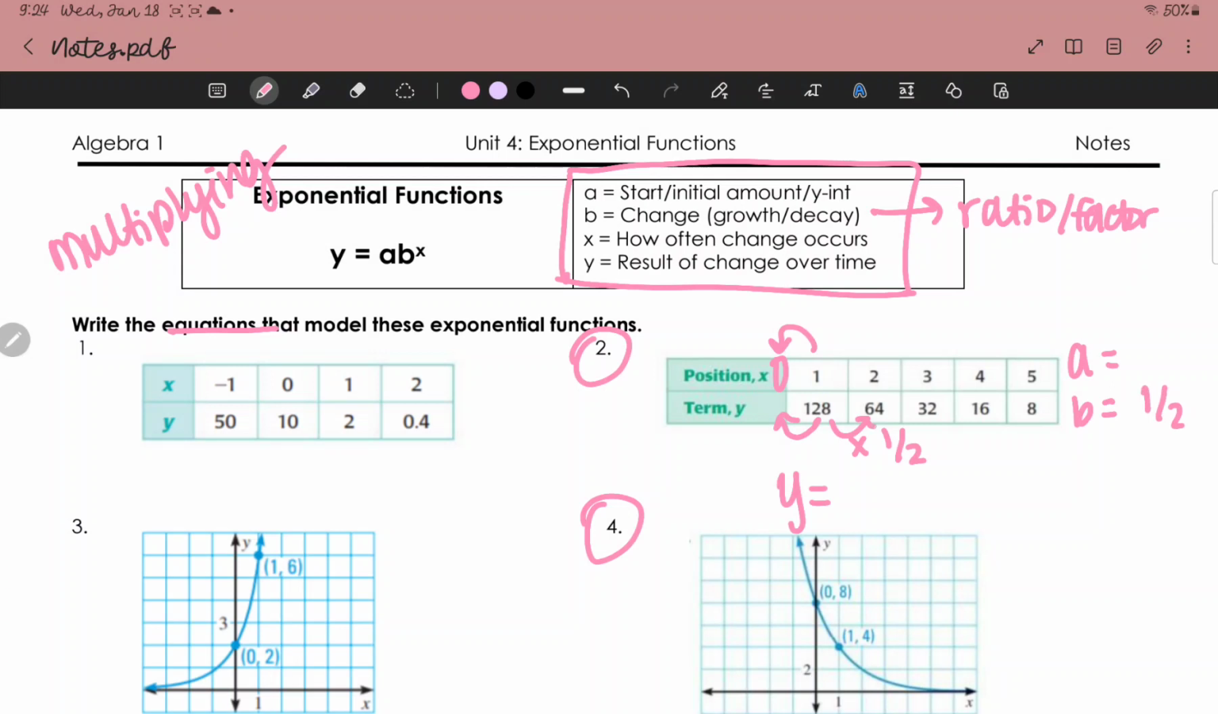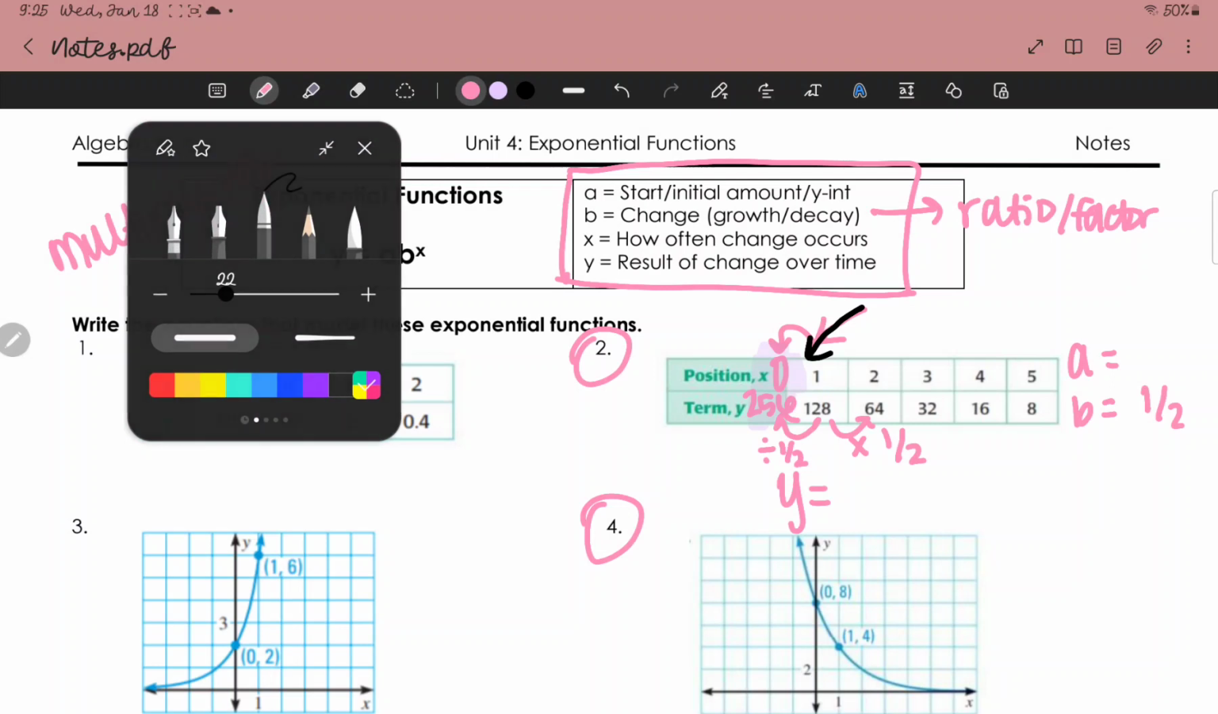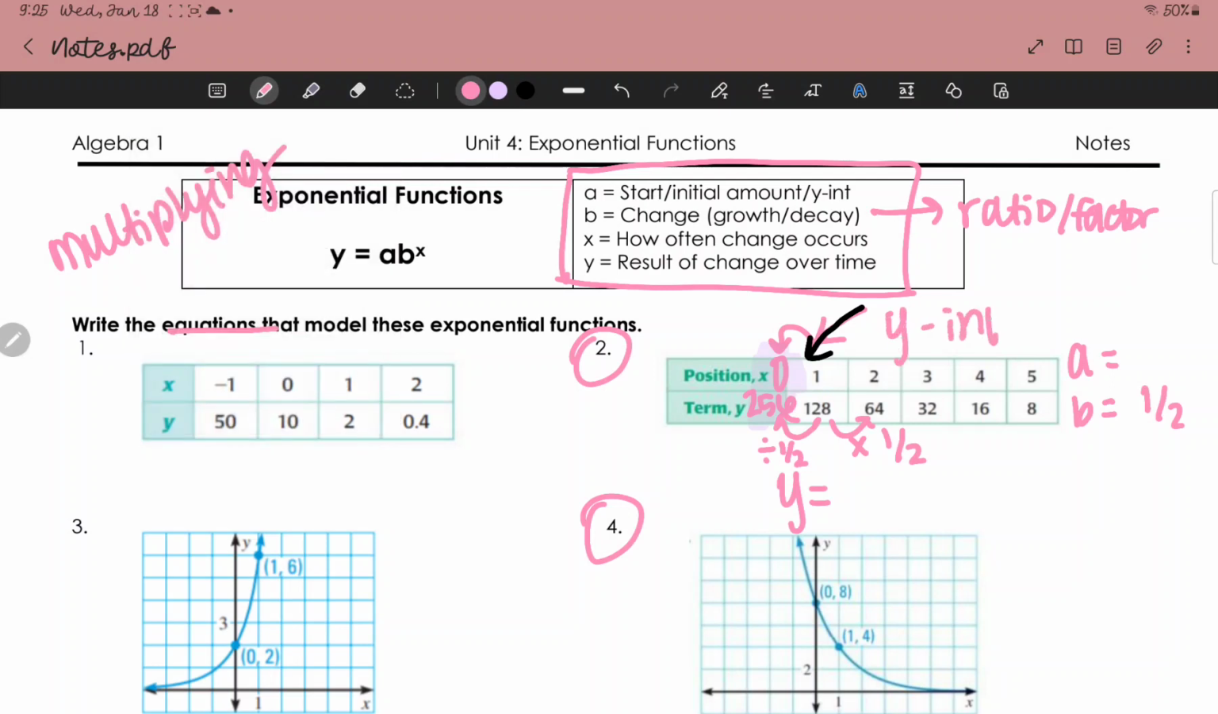Our A we're going to find by doing the opposite of multiplying by a half, which is dividing by a half. Dividing by a half is just multiplying by 2. So I know that when x is 0, my y is 256. I did that by doing 128 times 2. And I see that my y-intercept is 256. I'm going to identify that here in a different color. That's my y-intercept. Since that's my y-intercept, that means my A is 256.